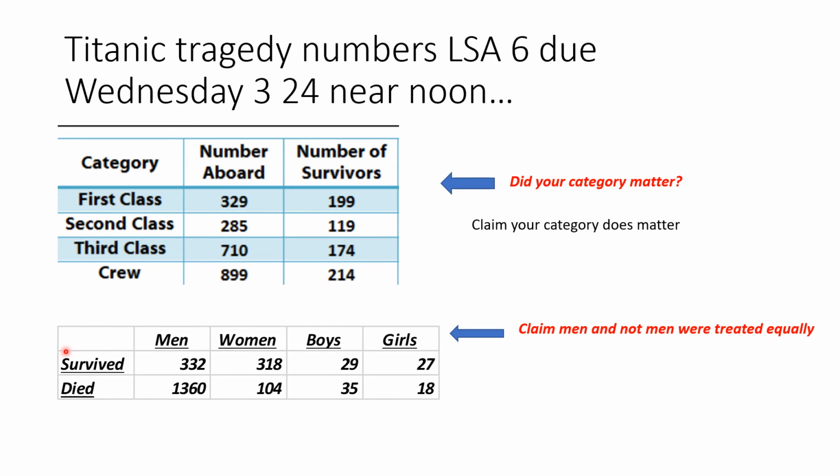And there's a second one. This shows survivors sliced by men, women, boys, and girls, women and children over here, and there's men. There were survival rates that are tallied here. And the claim I want you to investigate here is that men and not men, meaning women and children, were treated equally. You can investigate both of these using confidence intervals. You have to think through the problem and the process, but that's what you need to do. And that's good preparation for the upcoming test.